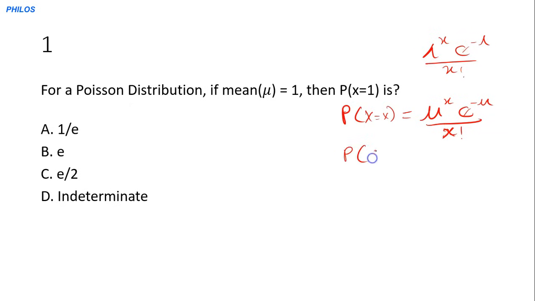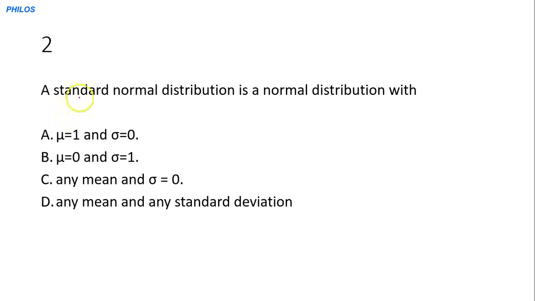So to find the probability that x is exactly 1, since the mean is 1, we say 1 exponent x, which is 1, times e exponent negative 1 divided by 1 factorial. And 1 factorial gives us 1. So the answer will be e exponent negative 1, and e exponent negative 1 is the same as 1 over e. So the correct answer for question 1 is A. So let's proceed to question 2.